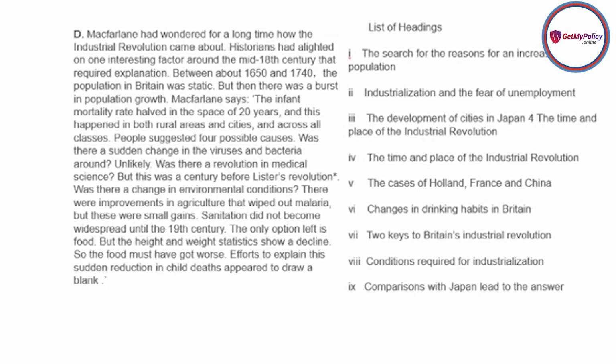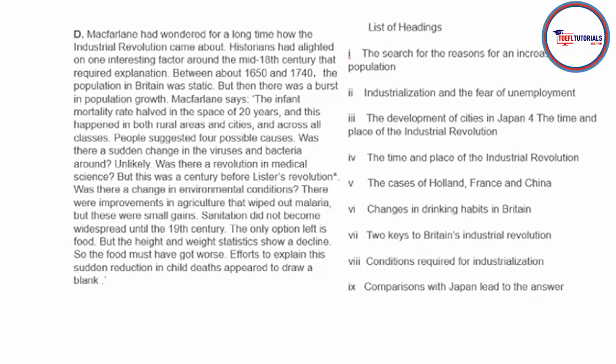Macflynn had wondered for a long time how the Industrial Revolution came about. Like, he was wondering, of course, he was puzzled. Historians had alighted on one interesting factor around the mid-18th century. Now, historians had given some information that required explanation. Now, what is that? What was the thing that historians had alighted on?